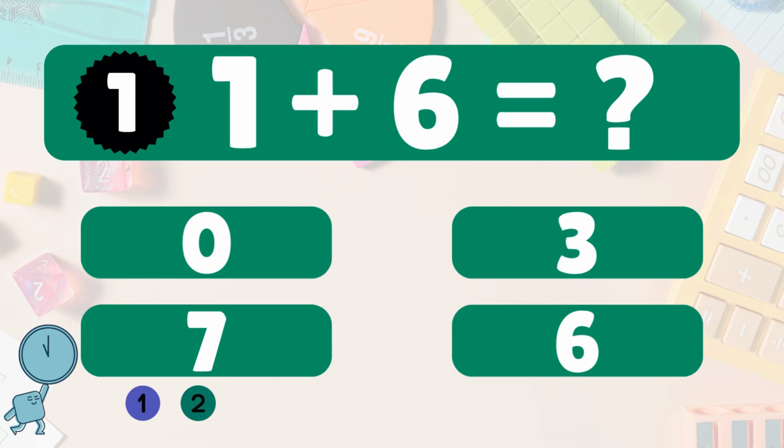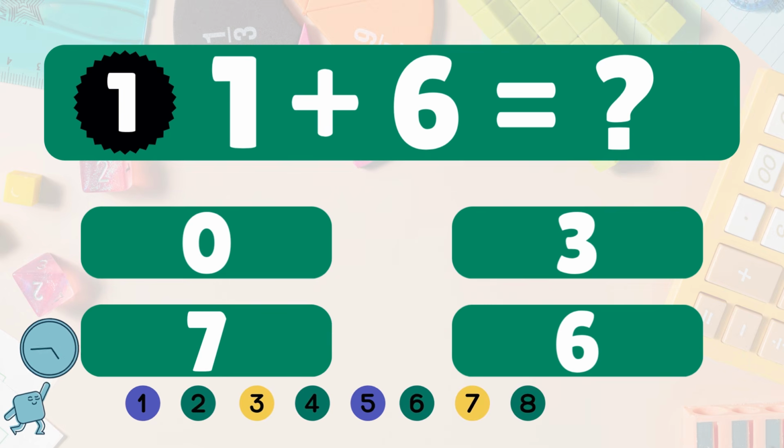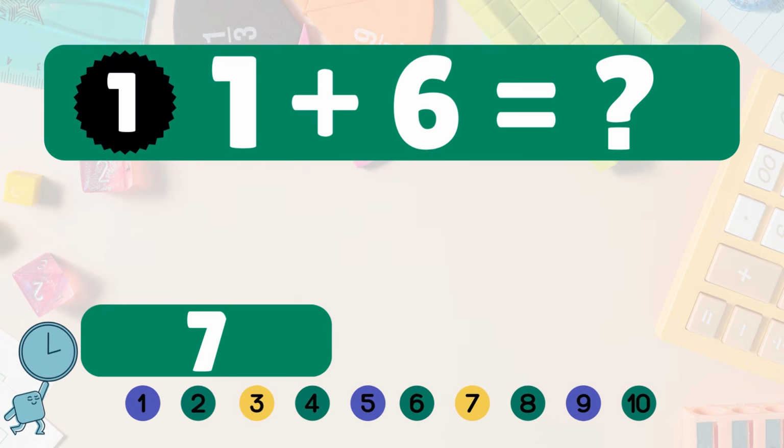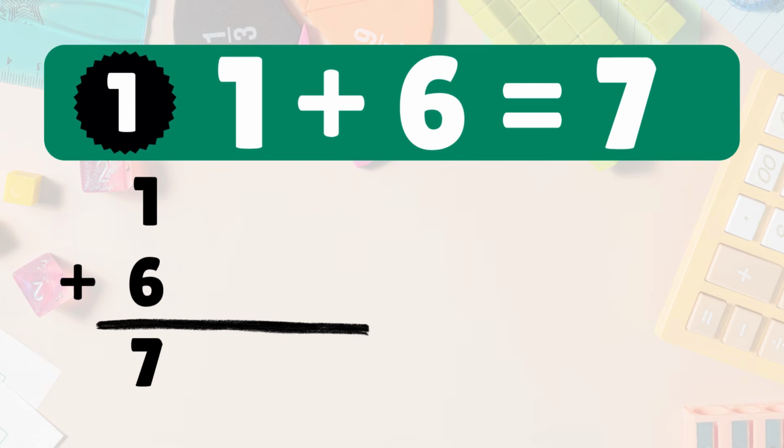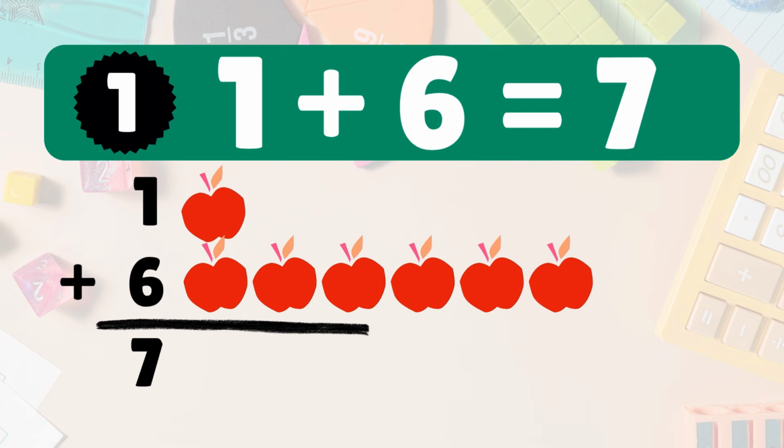1 plus 6 equals what? Hmm. 1 plus 6 is 7. Here's 1 apple. Add 6 more. Count with me. 1, 2, 3, 4, 5, 6, 7. So 1 plus 6 is 7.